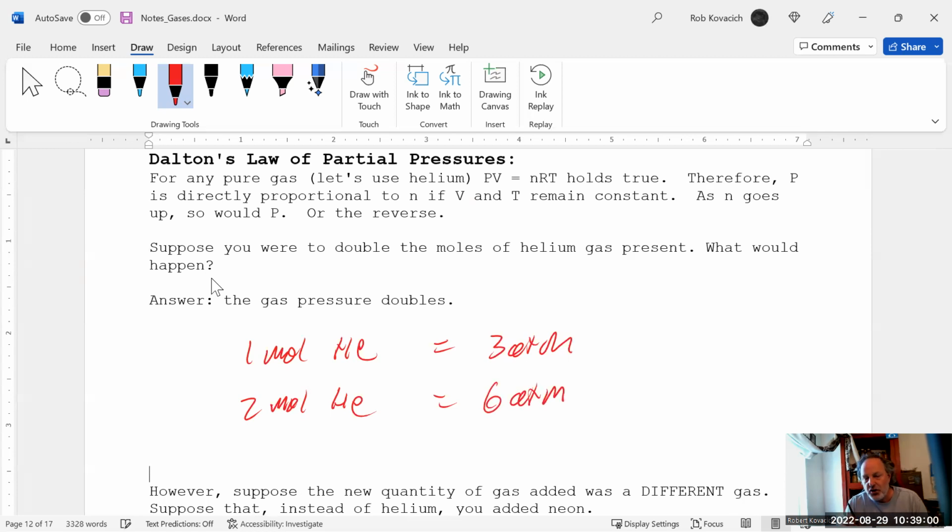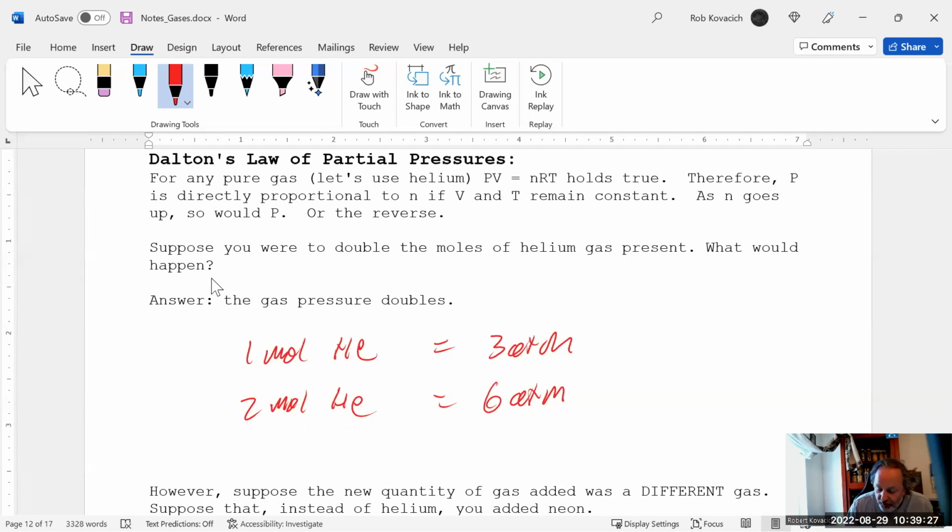Why? Pressure is dependent upon impacts. That's the nature of gases. So if I double the number of particles, that means I'm doubling the number of impacts. So that means I'm doubling the pressure. That's how it works. So Dalton's law of partial pressures is all about what portion of the gas is helium, what portion of the gas is carbon dioxide, what portion of the gas is oxygen.